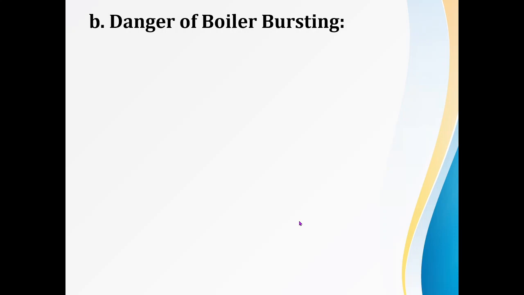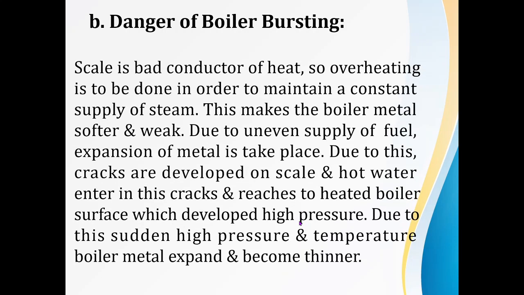If scale and sludge formation is there, it is very dangerous, and we can say that danger of boiler bursting will be there. As we know that scale is a bad conductor of heat, so what happens? Overheating has to be done in order to maintain the constant supply of steam. This makes the boiler metal softer and weak. Due to uneven supply of fuel, expansion of metal takes place.